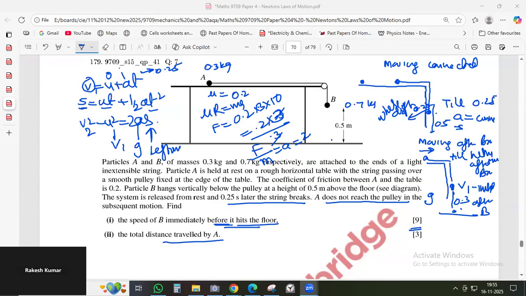There's a particle that... The first thing is you have to know the sequence of events. Then you apply the maths.